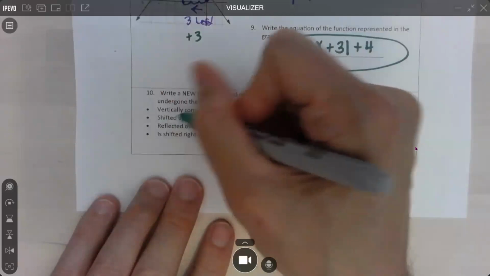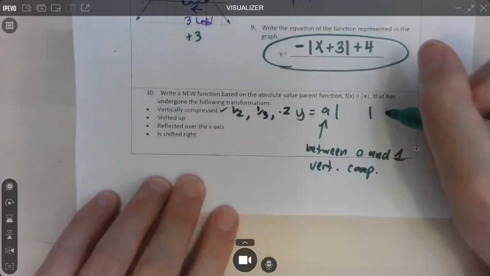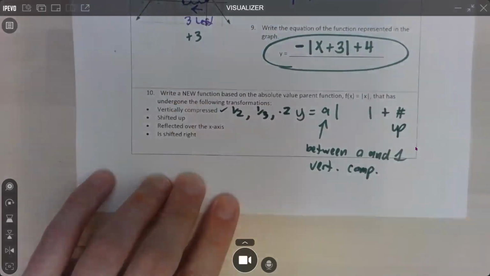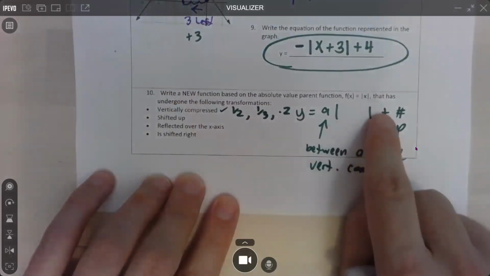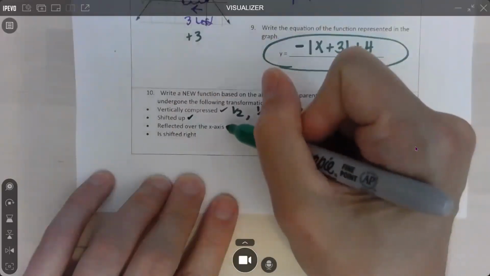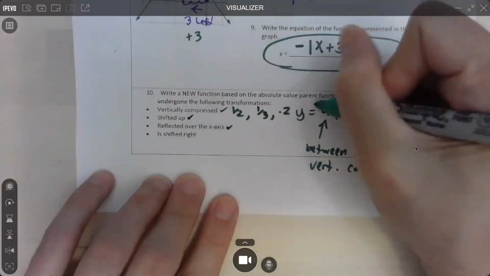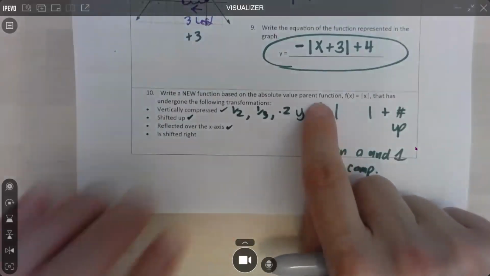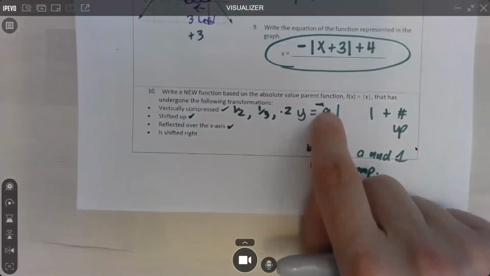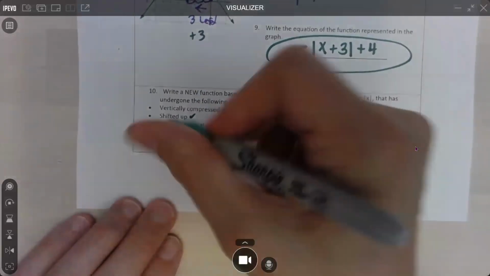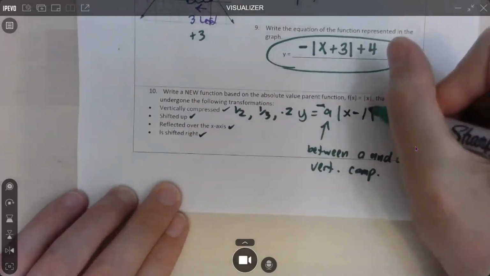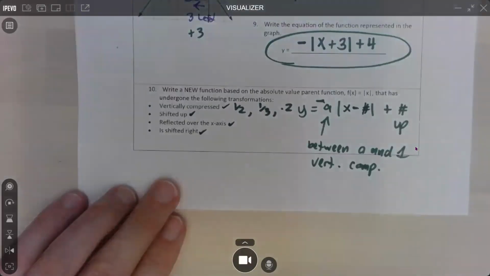Shifted up means you want to add a number on the outside of it to the right. So that's going to be up. It'd be down if it were minus a number. And then reflected over the x-axis would have a negative. Just ignoring the a, there'd be a negative, whether there was a number there or not, it'd be reflected over the x-axis. Shifted right is going to be a minus inside. So a minus a number is going to be right. So there's infinite options here.